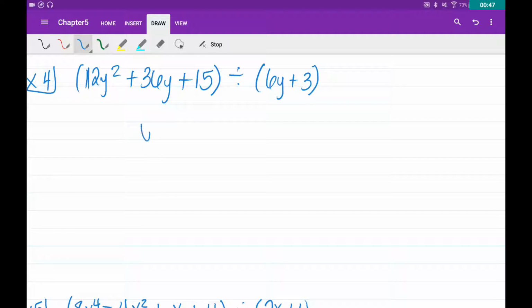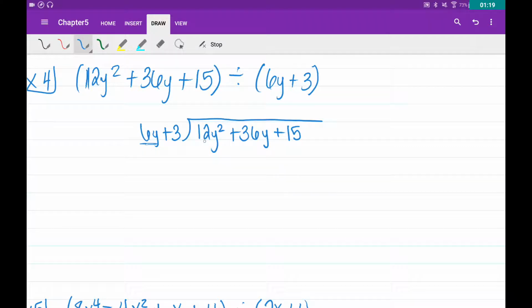All right, so remember, first thing, rewrite it. So 6y plus 3, and then on the inside what you're dividing by. We didn't talk about this yesterday, but something to always check: do I have a term for everything? So this one is y squared, and then y, and then plus a number. So that means everything's there. There's nothing missing in the middle. Okay, so remember, we're only worried about the first term, and what multiplies times that to give me that first term.